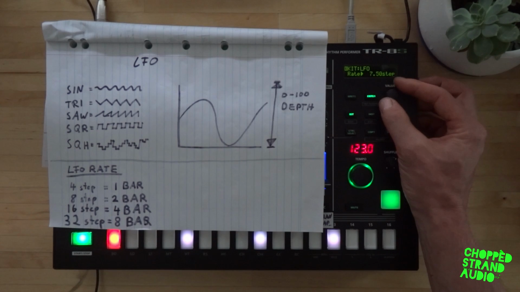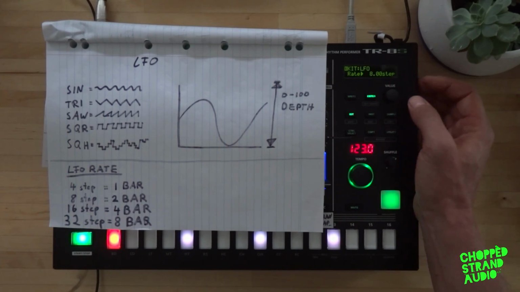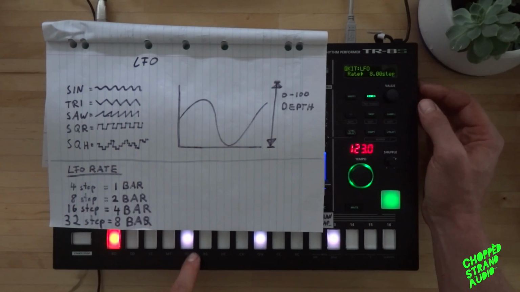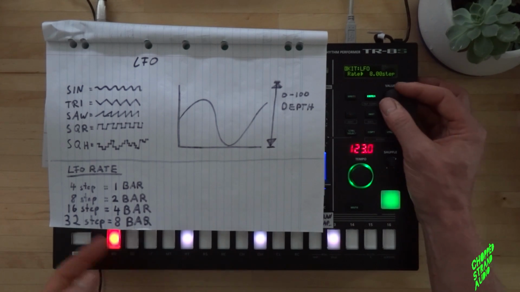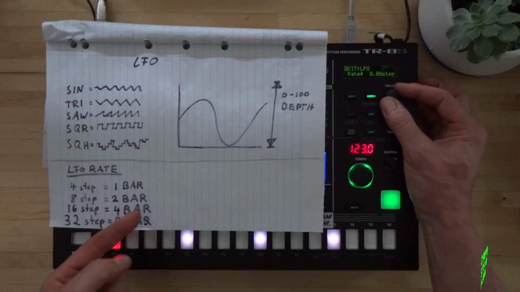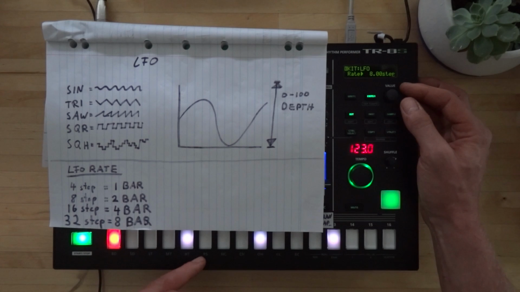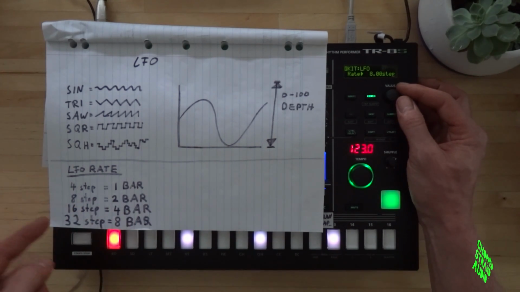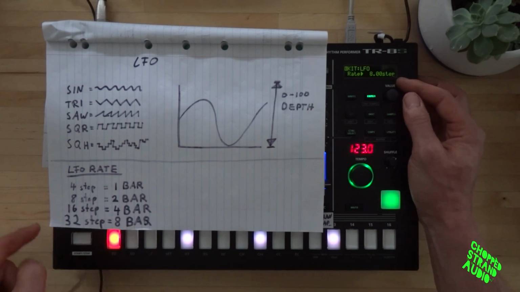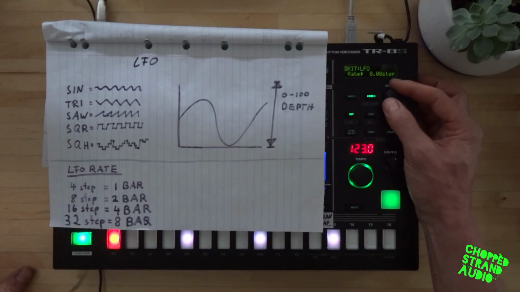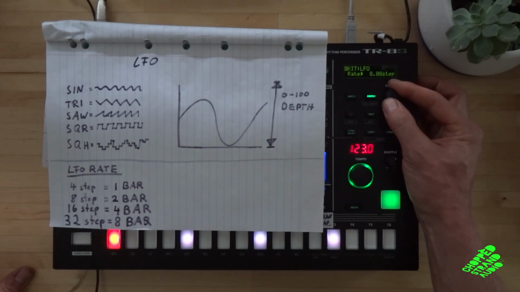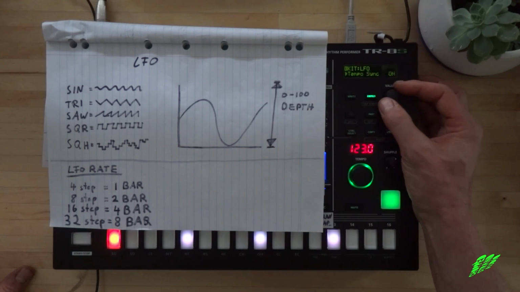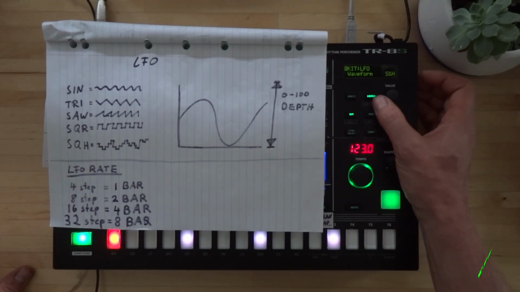Or let's say not 12, maybe 8. It's easier to explain. 8 is 2 bars. So you see, 4 steps is 1 bar, so the LFO repeats every bar. And then when you go up, 8 is 2 bars, 16 steps is 4 bars, and then 32 steps is 8 bars. So let's just leave it at 2 bars, like 8 steps. Okay, tempo sync, we had that.